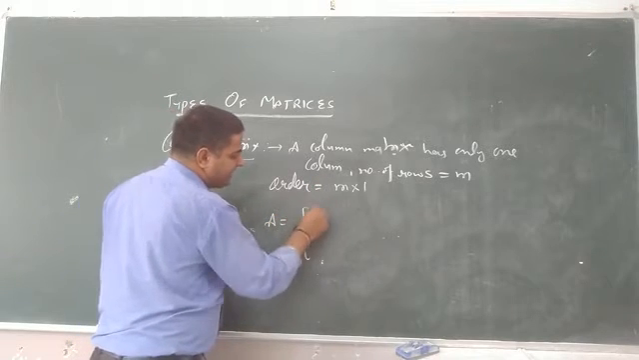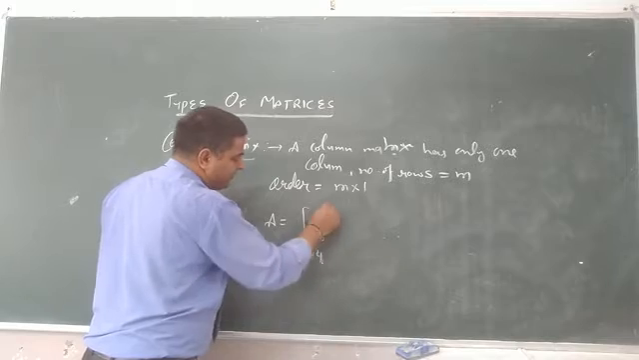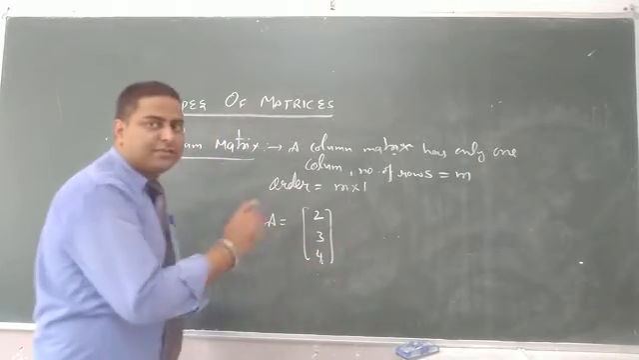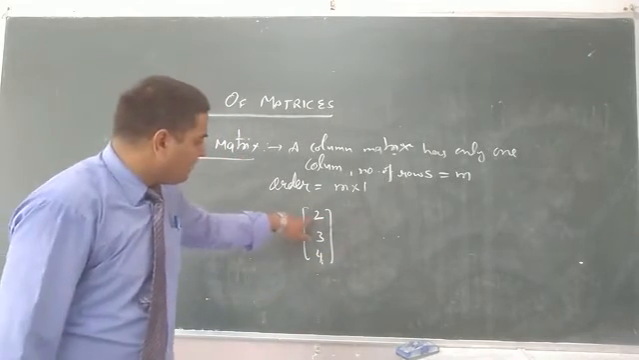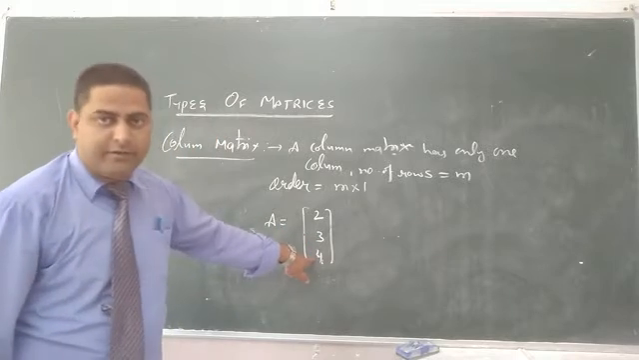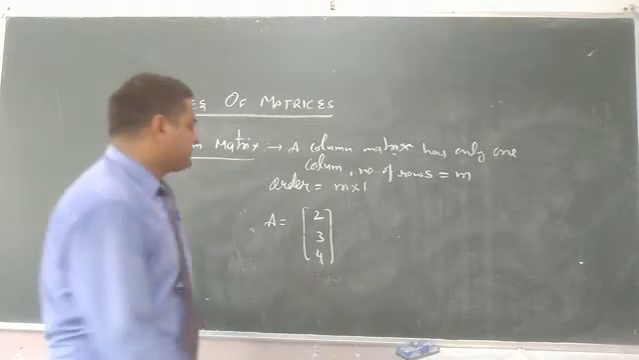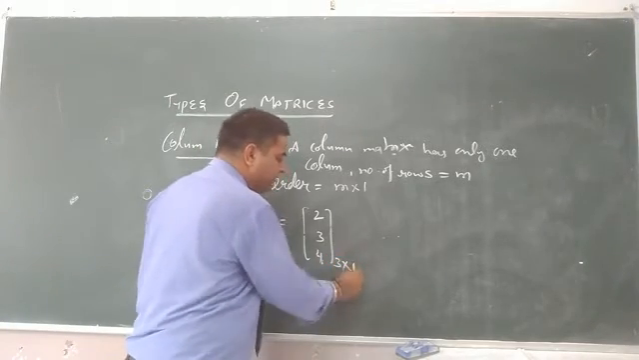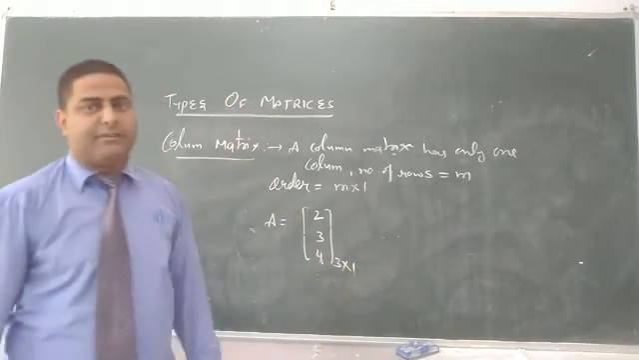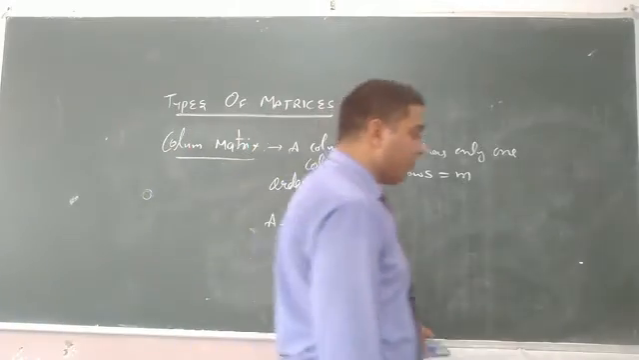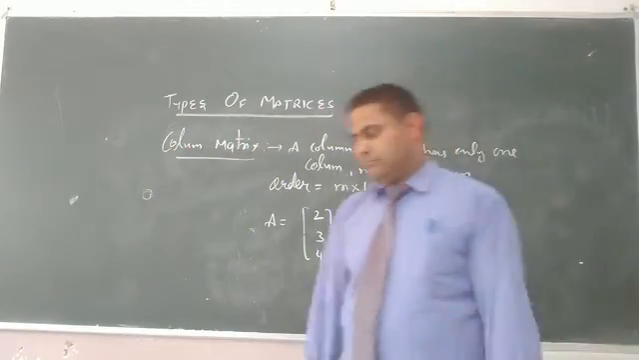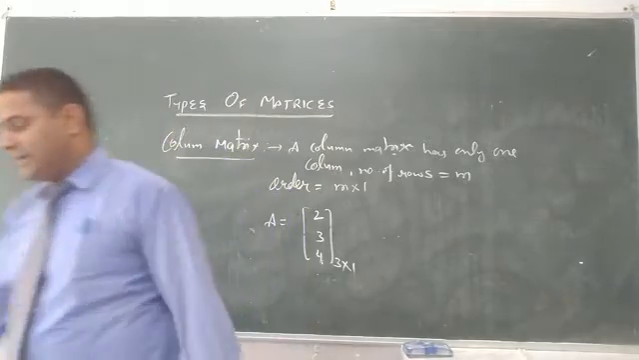Let us take an example. A is a matrix with entries 2, 3, 4. So how many rows does it have? It has row 1, row 2, row 3, so 3 rows. How many columns? Only 1 column. So its order is 3 into 1. So these types of matrices which contain only 1 column are called column matrices.